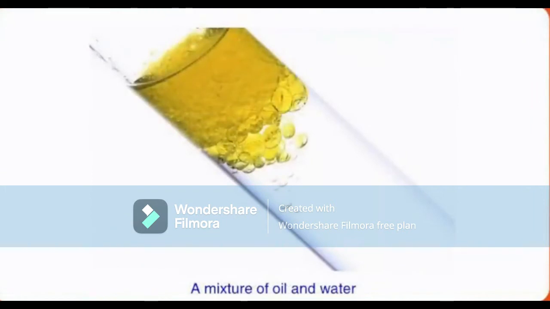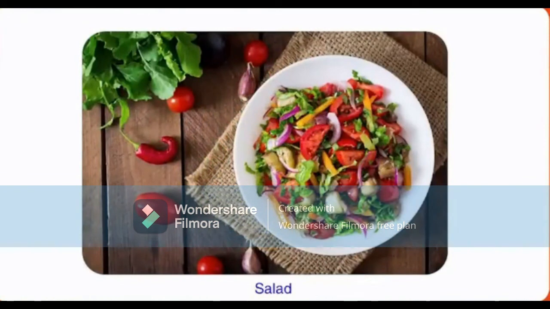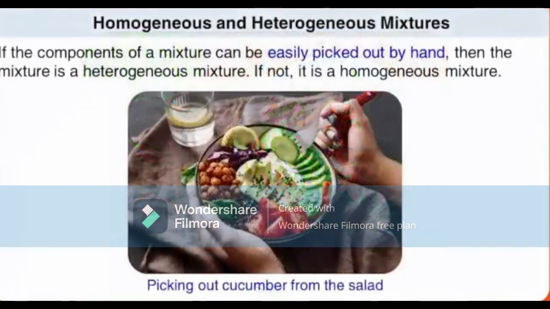Some more examples of heterogeneous mixtures are a mixture of oil and water, which is not uniform and hence is a heterogeneous mixture. Vegetable noodles have different ingredients, most of which can be picked out by hand. Hence, it is a heterogeneous mixture. Salad has different vegetables mixed in it, which can be picked out by hand. Hence, it is an example of a heterogeneous mixture. If the components of a mixture can be easily picked out by hand, then the mixture is a heterogeneous mixture. If not, it is a homogeneous mixture.